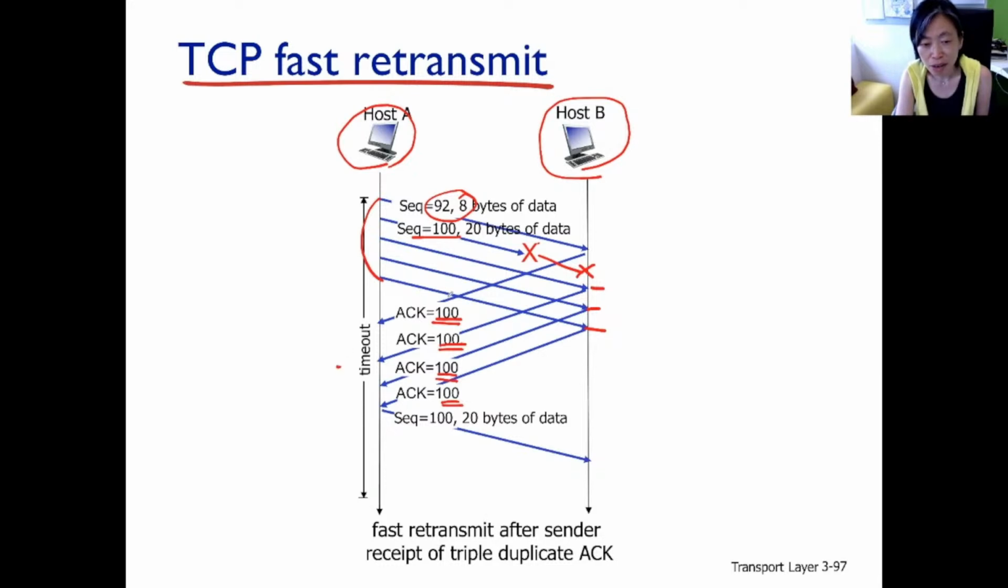So the sender here receives the first ACK for 100. And this is the first duplicate ACK, second duplicate ACK, the third duplicate ACK. And this is when we begin retransmitting the first, the smallest sequence number that is not yet ACKed.